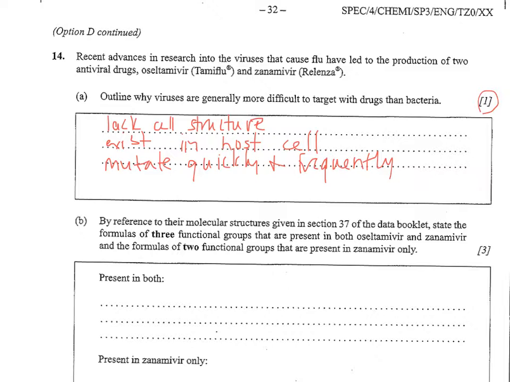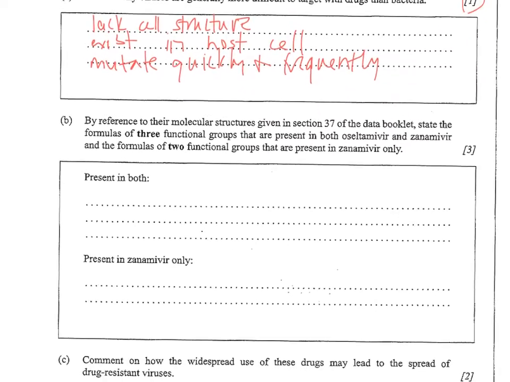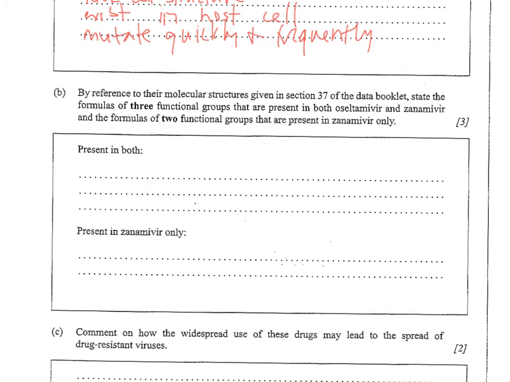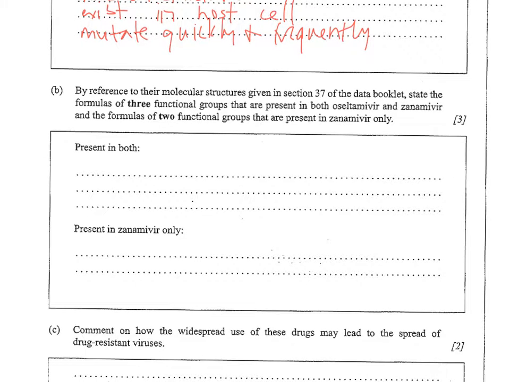Part B says, by reference to their molecular structures given in section 37 of the data booklet, state the formulas of 3 functional groups that are present in both of these antivirals, and the formulas of 2 functional groups that are present in the zanamivir only. So if you look up those structures, you should notice that it says the formulas, so not the names.